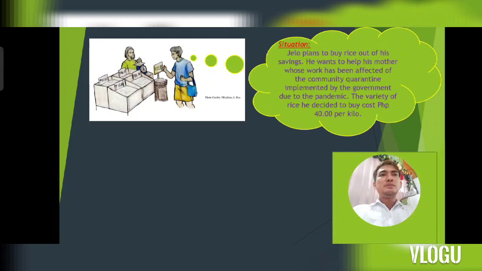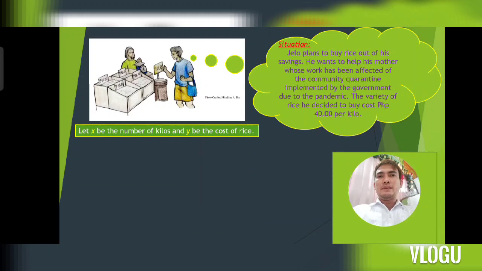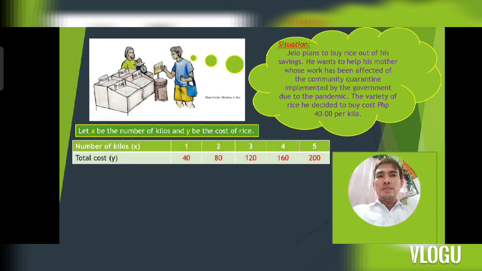Jello plans to buy rice out of his savings. He wants to help his mother, whose work has been affected by the community quarantine implemented by the government due to the pandemic. The variety of the rice he decided to buy costs 40 pesos per kilo. So, let X be the number of kilos and Y be the cost of rice. Let's take a look at this table.